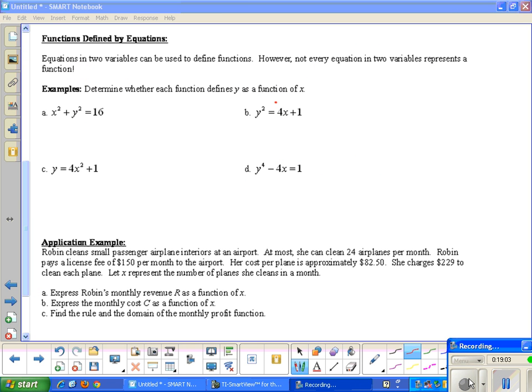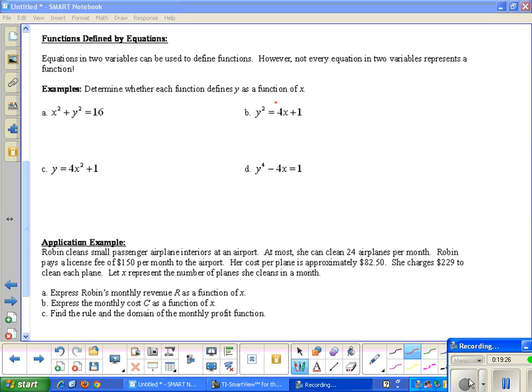All right, for the next part, functions defined by equations. Equations in two variables can be used to define functions. However, not every equation in two variables represents a function. So, for example, we want to determine whether each equation defines y as a function of x. If it defines y as a function of x, that means we want to solve for y to look at our equation. And let's do this without our calculator.